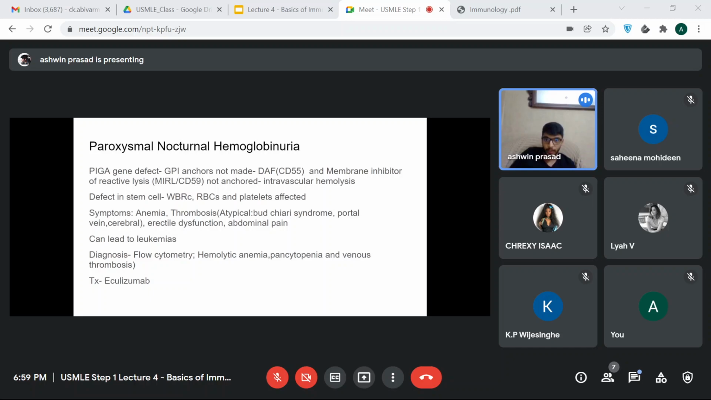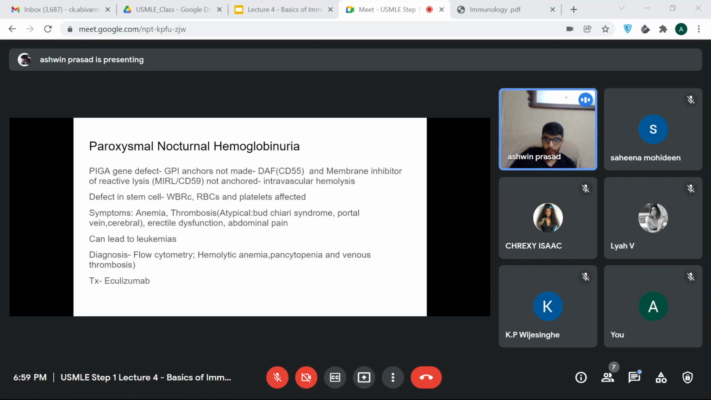So the symptoms are very varied. If you have a defect in the amount of RBCs, you develop anemia. If you have a problem with platelets, you can develop thrombosis or bleeding. If thrombosis develops in the brain, it's called cerebral venous thrombosis. There are two circulations in the liver. It can affect the hepatic vein, which is called Budd-Chiari, and if it affects the portal vein, it's called portal vein thrombosis.